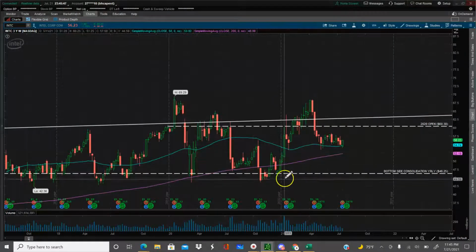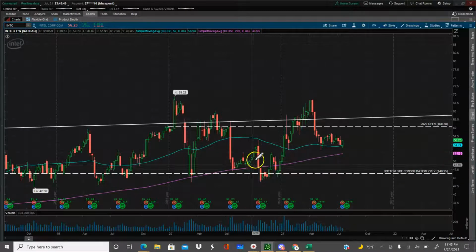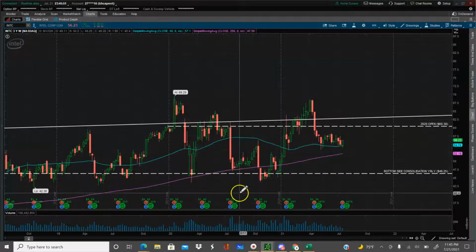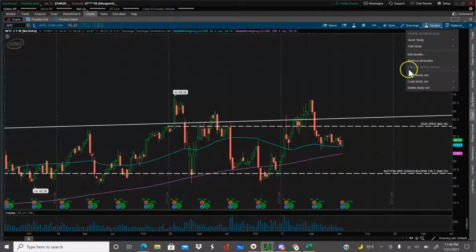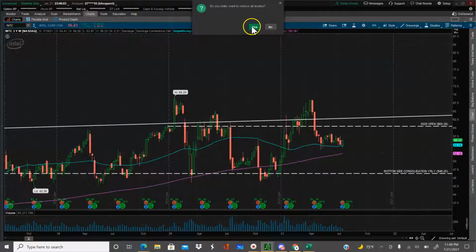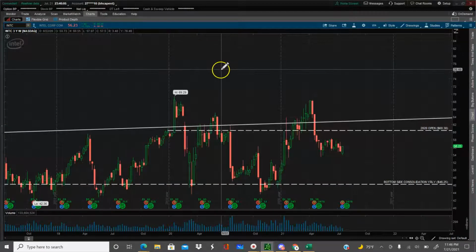Okay, the weekly chart. You see the price is pretty much bouncing from the 50 period moving average on the weekly chart. Let's take this off so I can get a better look at what's going on here.